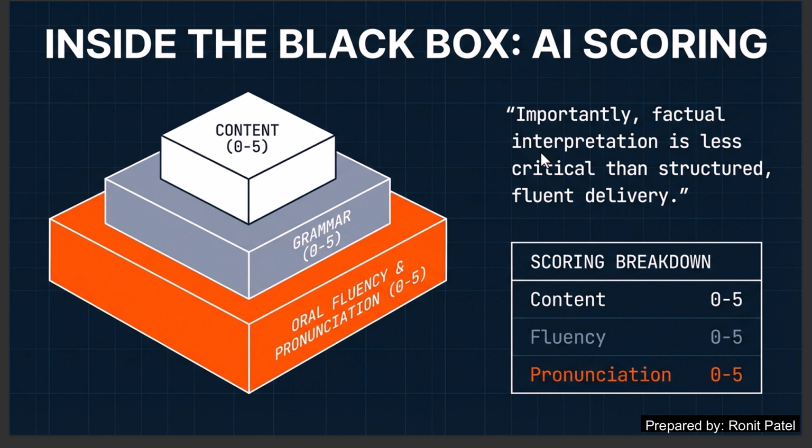This slide reveals the hidden truth students rarely understand. AI scoring focuses on three components: content, fluency, and pronunciation. But here is the shocking insight written on the slide. Structured fluent delivery is more important than perfect factual interpretation. That means you can misunderstand small data details and still score high. If your speech is smooth, clear, and logically organized, you can get good score. So don't chase perfection, chase control fluency.